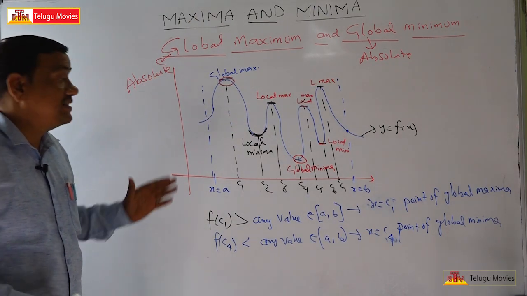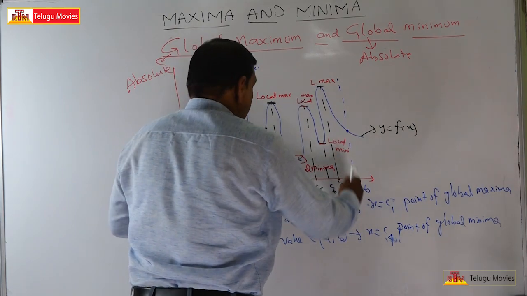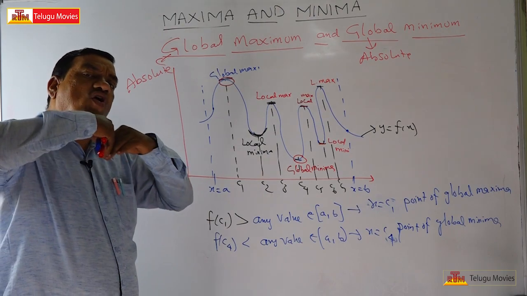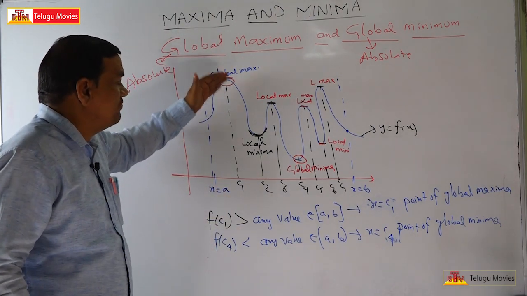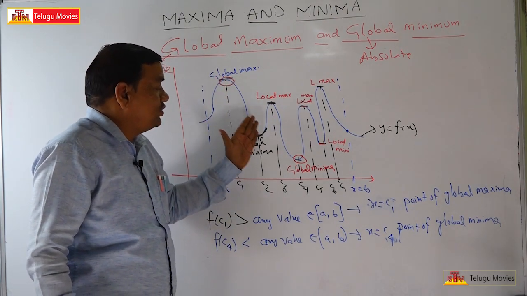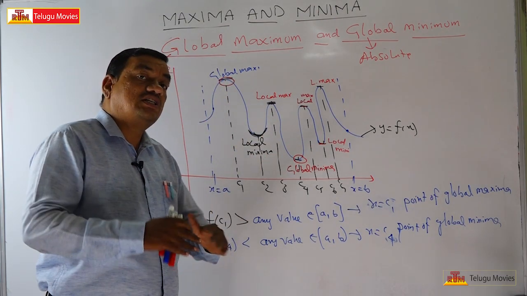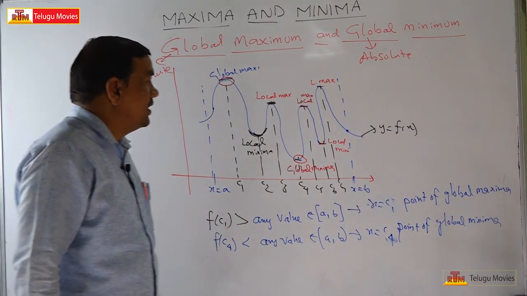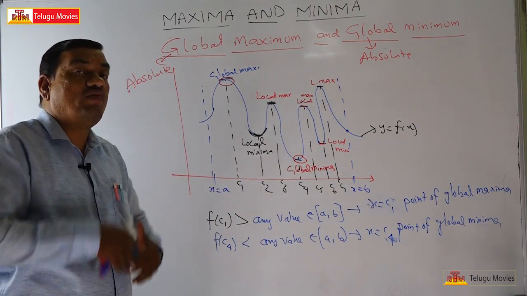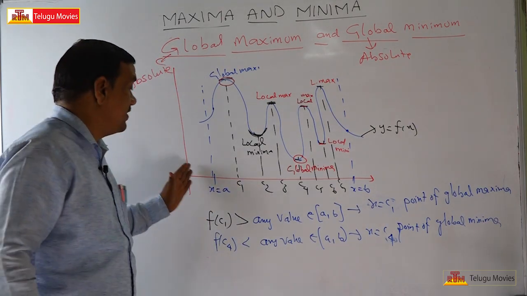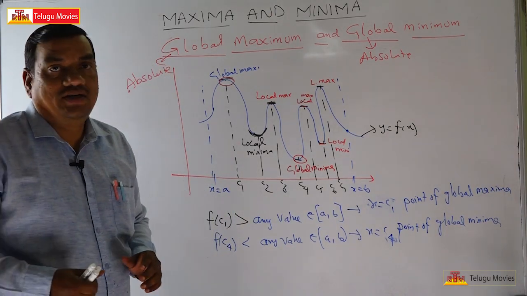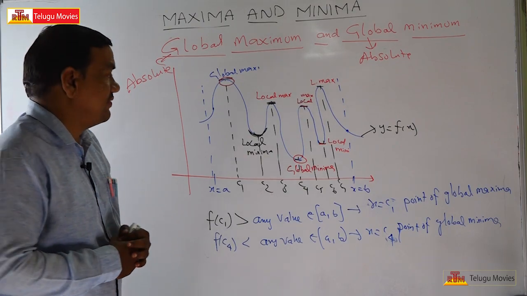Global maxima means in an interval, given an interval a comma b, that value is greatest of all the remaining values. That means f of C1 is greatest of all the values. f of C1 is greater than f of C2, f of C3, f of C4, all. That's why it is called global maxima. Here f of C4 is less than all remaining functional values of the given function, wherever turning points, critical points are there.